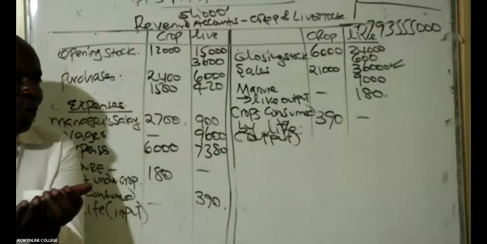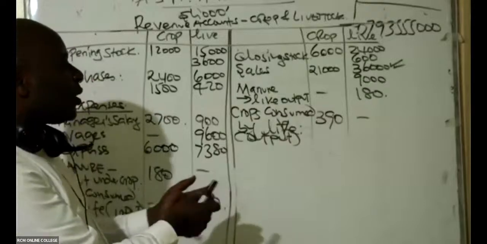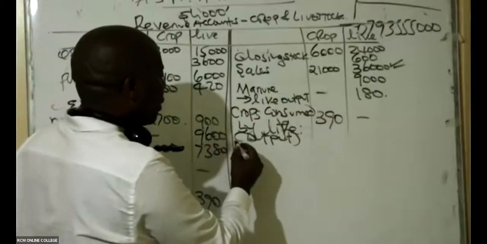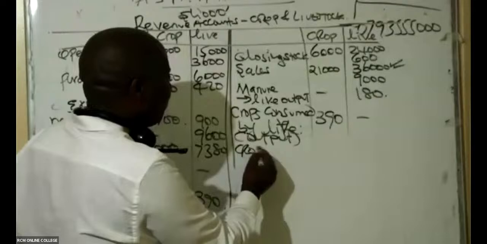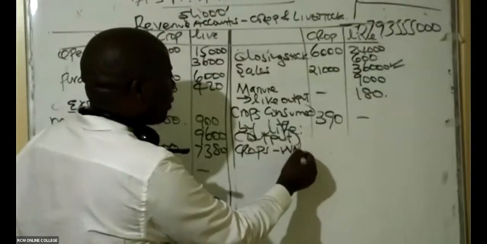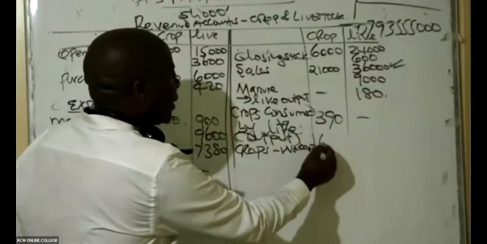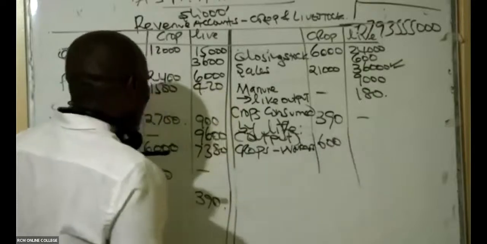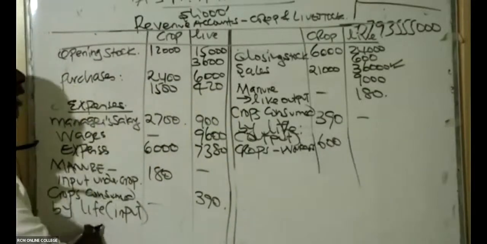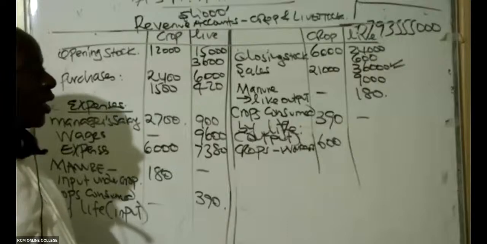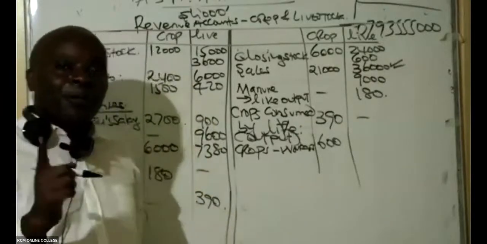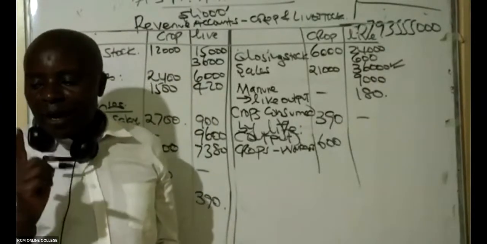How do we do it? We're going to assume a sale here. So in this case here, we have crops to workers. They are worth, in this case here, 600,000. And then come to here, we are being told that these workers took these crops as part of their wages.